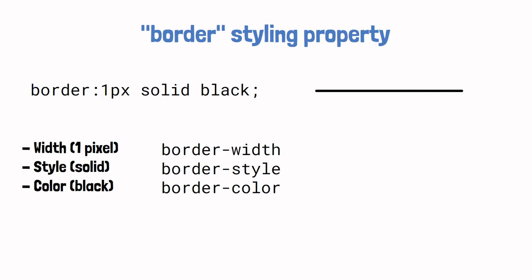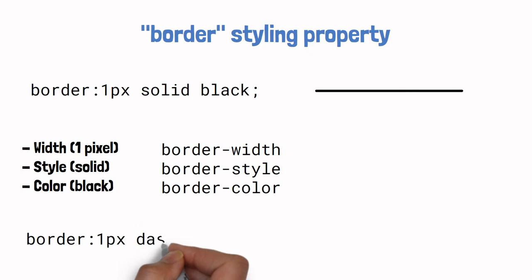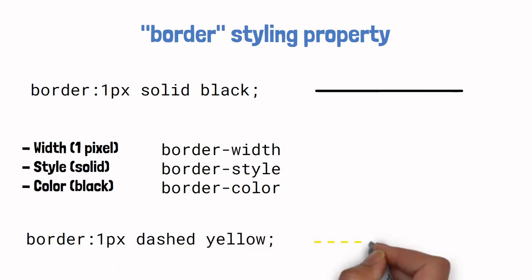And we could use just 1 or 2 of these properties instead of using the border property if we wanted. But if we want to edit all 3, then the border property can do so. Here is another example for a border, which is dashed rather than solid, and in yellow color.